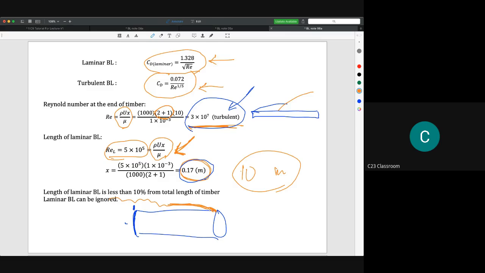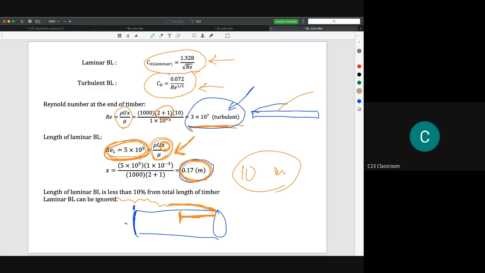Okay, how to calculate this one? We know that the laminar boundary layer occurs until the Reynolds transition, which is 5 times 10 to the power of 5. After this, the laminar boundary layer will 100% change to turbulent. That's why we use 5 times 10 to the power of 5. We equalize it with rho ux over mu. Then we can calculate the x here. The x will represent how long the laminar boundary layer will occur, the length of the laminar boundary layer. According to this calculation, we get 0.17.